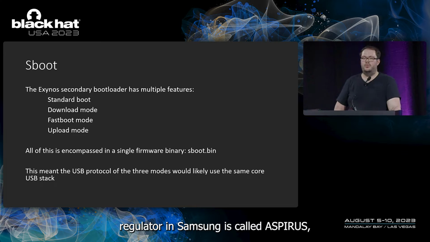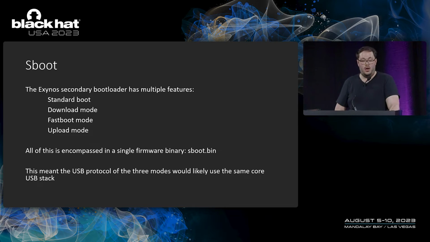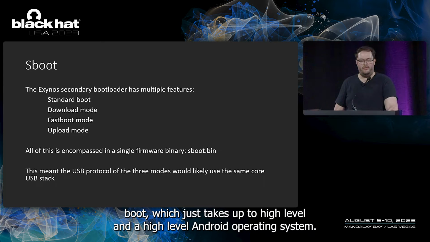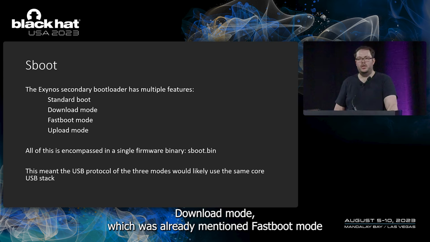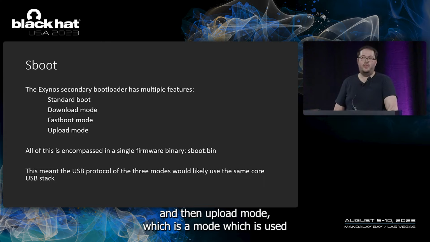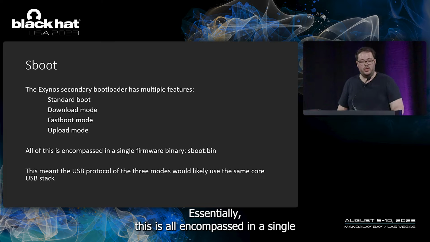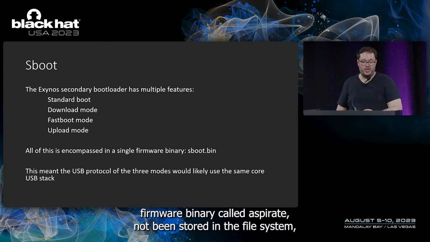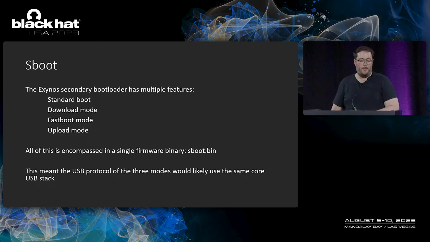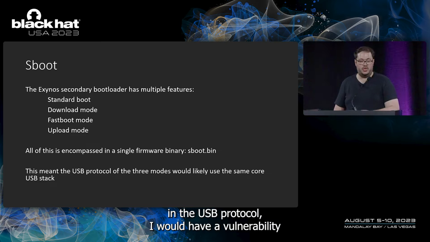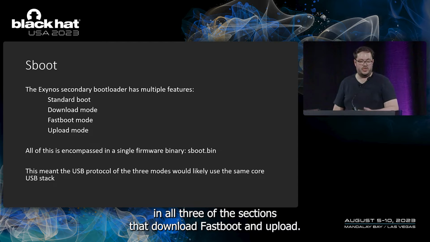The secondary bootloader in Samsung is called S-Boot, which has multiple different modes and features. The first is standard boot, which just takes it up to the high-level Android operating system. Then download mode, which was already mentioned, fast boot mode, and upload mode, which is used for administrating the device when it's in a very, very broken state. This is all encompassed in a single firmware binary called sboot.bin stored in the file system. But if I found a vulnerability in the USB protocol, I would have a vulnerability in all three sections: download, fast boot, and upload.